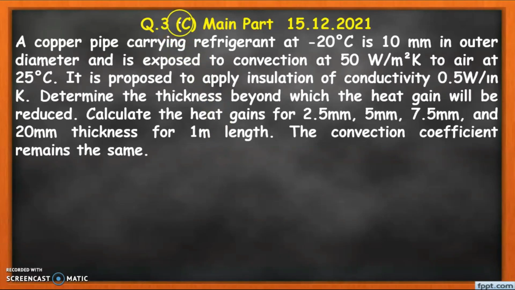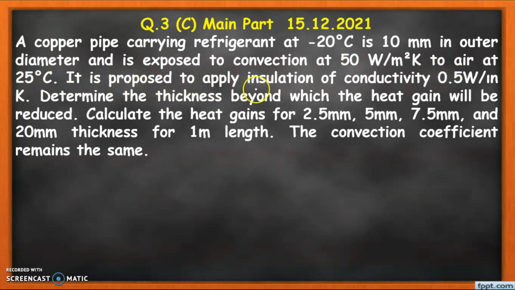Welcome dear students. In this video lecture we are going to solve the numerical asked in question 3C in the main part of the GTU question paper of 15 December 2021, and the data given is a copper pipe carrying a refrigerant at minus 20 degrees centigrade, 10 millimeter in outer diameter, and exposed to convection at 50 watt per meter square Kelvin to air at 25 degrees centigrade.